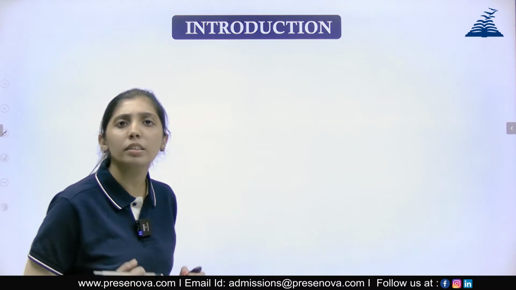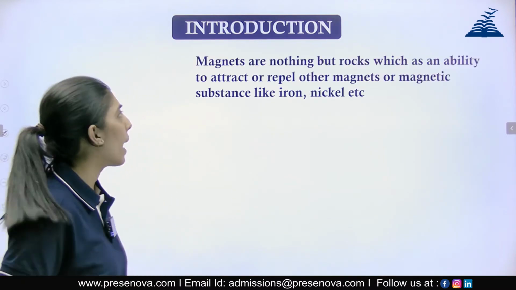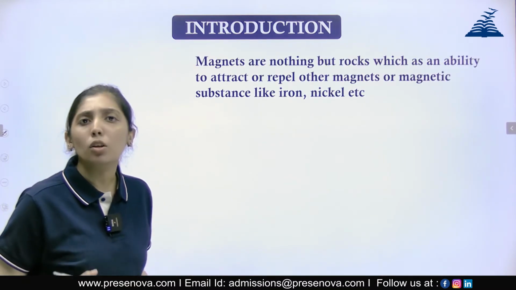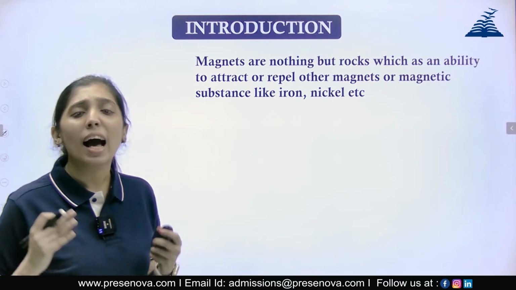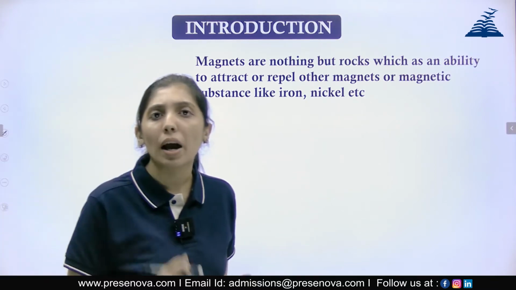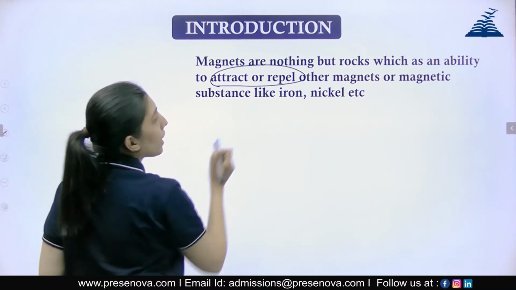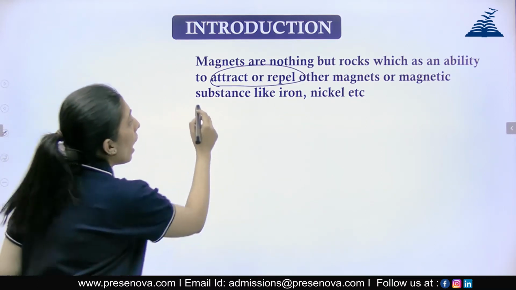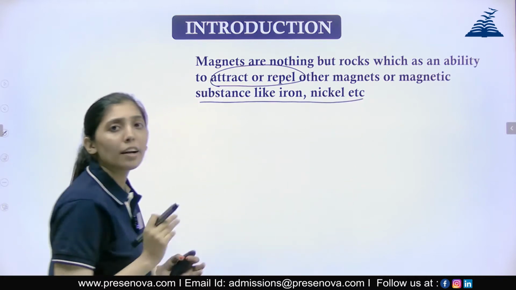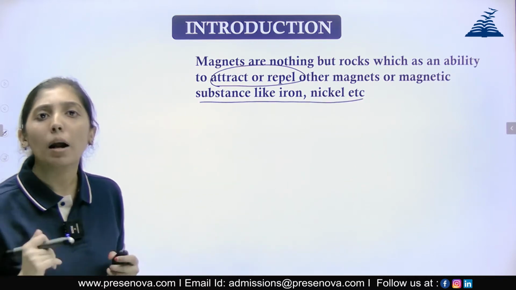We have studied some basics like what is a magnet. A magnet is nothing but a rock or a material which has the ability to attract or repel other magnets or other magnetic substances like iron, nickel. And also we have studied about a bar magnet.